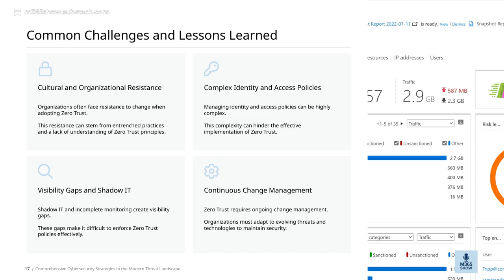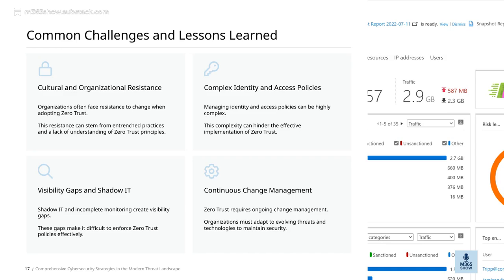Another major challenge is dealing with visibility gaps caused by shadow IT and incomplete monitoring. When employees or teams use unauthorized tools or when monitoring isn't comprehensive, it creates blind spots. These gaps make it much harder to enforce zero trust policies effectively because you simply can't see everything happening across your network.